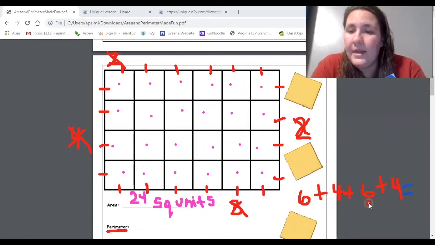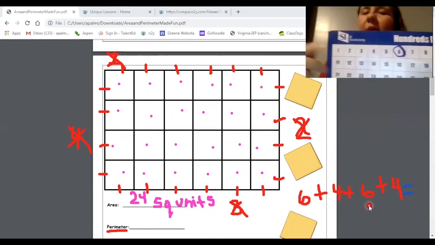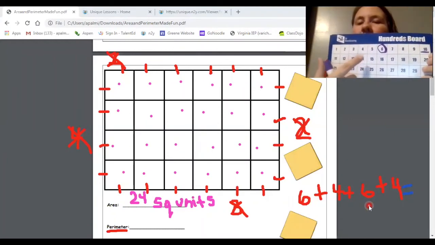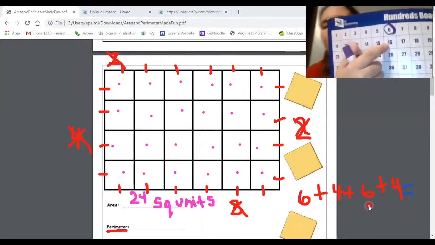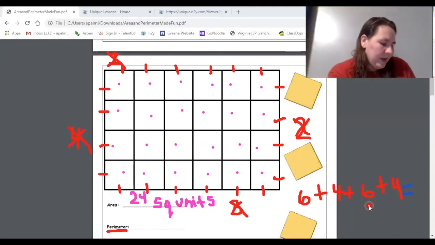I'm going to go to my next number. What's my next number? 6. Beautiful. So I start at my 10 where I left off and I count 6. 1, 2, 3, 4, 5, and 6. I'm going to put my line so that I know where I left off.